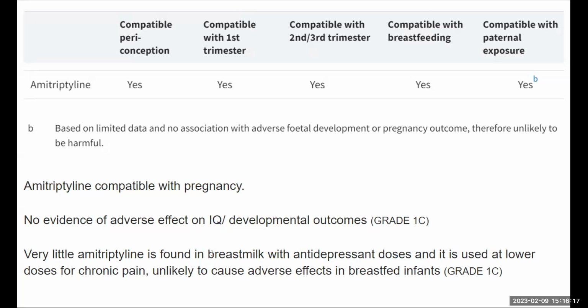Similarly, amitriptyline is excreted into the breast milk, but only a very small amount, even though the mother would be on the antidepressant dose, which is quite large compared to the chronic pain dose, which is relatively small. So an adverse effect in breastfed children is unlikely.